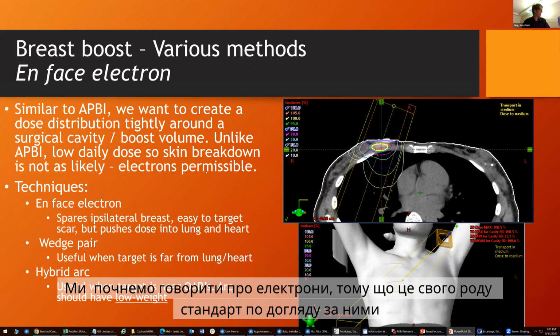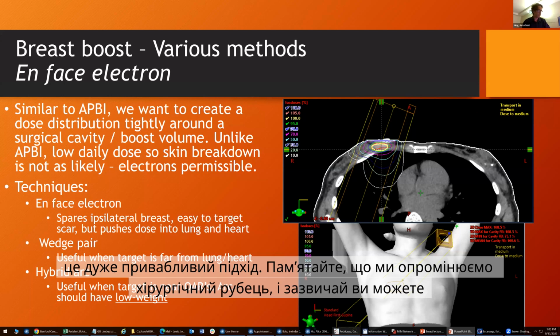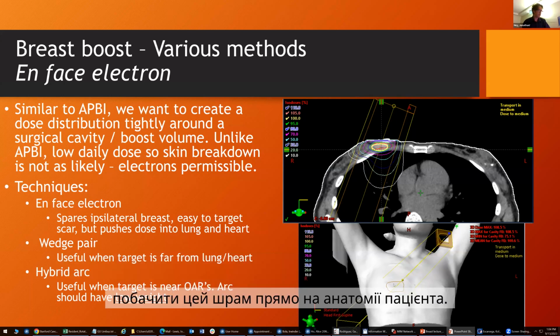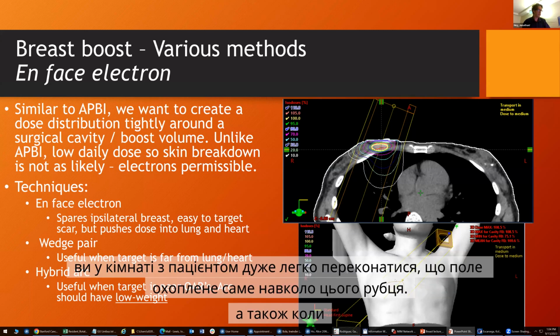We're going to start talking with electrons, because that is sort of the standard of care. For so many years, I feel like all of these breast treatments and the breast boosts were performed with electrons, and it is a very attractive approach. Remember, we're boosting a surgical scar, and you can usually see that scar right on the patient's anatomy. So it's very easy to target both on the CT scan, but also when you're in the room with the patient. It's very easy to make sure that the field is wrapped right around that scar.